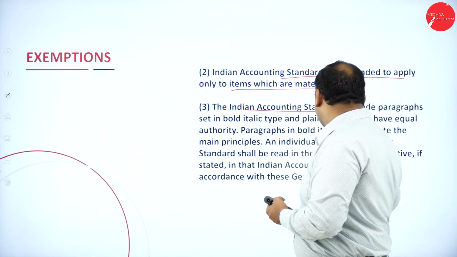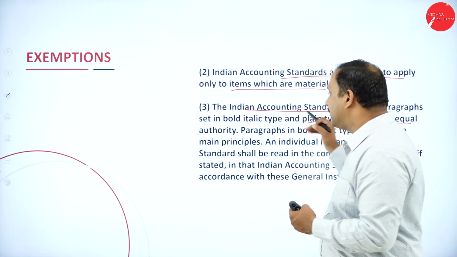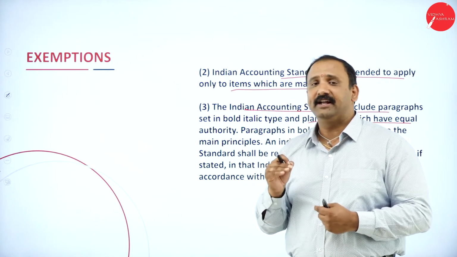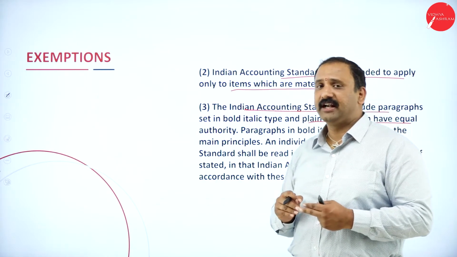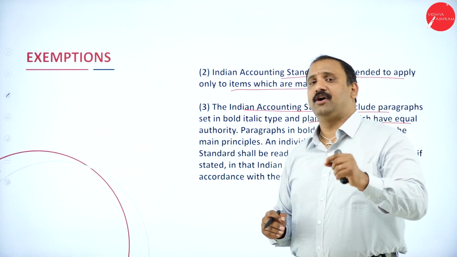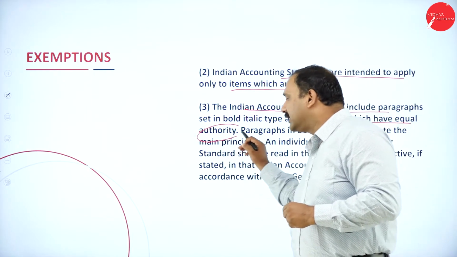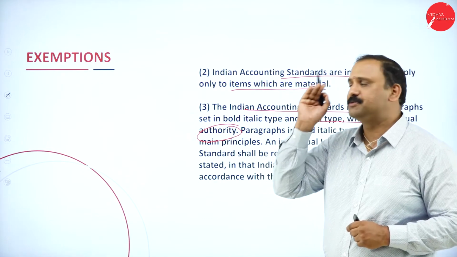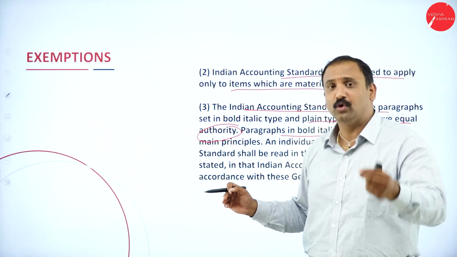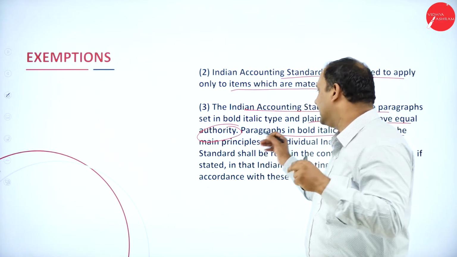Similarly, the Indian accounting standards include paragraphs set in bold italic type and paragraphs in plain type, which have equal authority. So each and every word that has been penned down in the Indian accounting standards is of great value and has equal power and authority, which means that any auditor or any person who goes through that law, that section, cannot take it lightly. It comes with power, it comes with authority. Paragraphs in bold italic indicate the main principles. Even that has been told. What is the main principle? What is the sub-principle? How they are highlighted, in what text they are highlighted, has also been told.